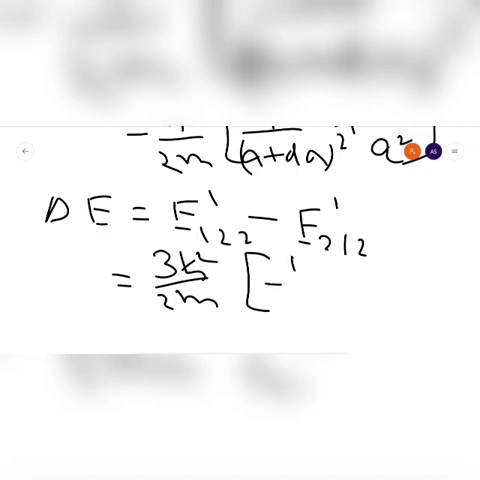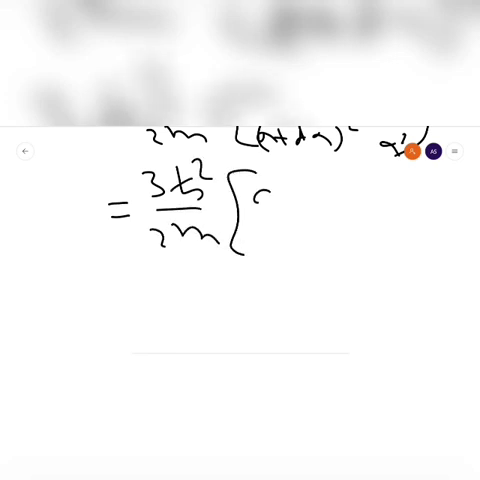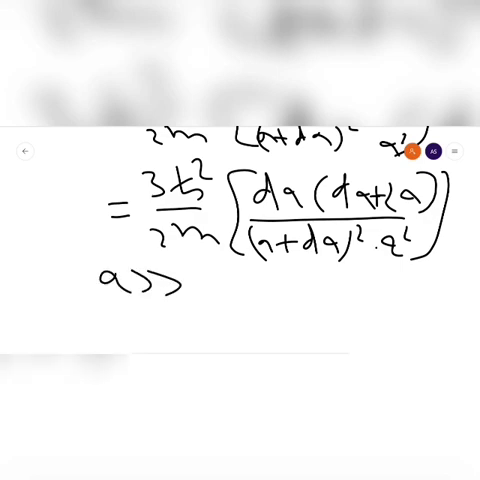times 1 upon (a plus dA) square minus 1 upon a square, and solve this relation. You will get the result 3h square by 2m times dA times (2a plus dA) divided by (a plus dA) square into a square. You know very well that a is much greater than dA.